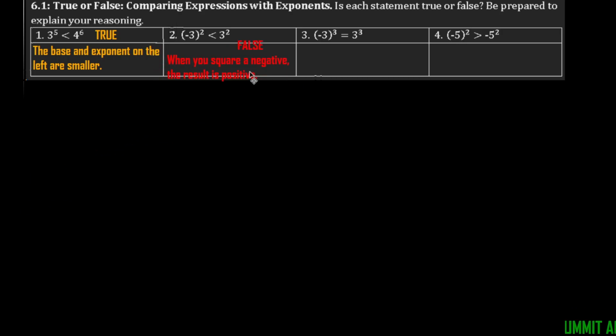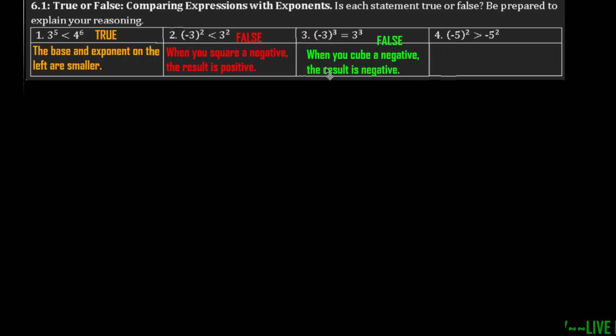Then for number 2, it says negative 3 squared is less than 3 squared. This is going to be false because when you square a negative, the result is positive. So this should be equal, actually. And then for number 3, it says negative 3 to the 3rd power is equal to 3 to the 3rd power. And we're going to say this is also false because when you cube a negative, the result should be negative.